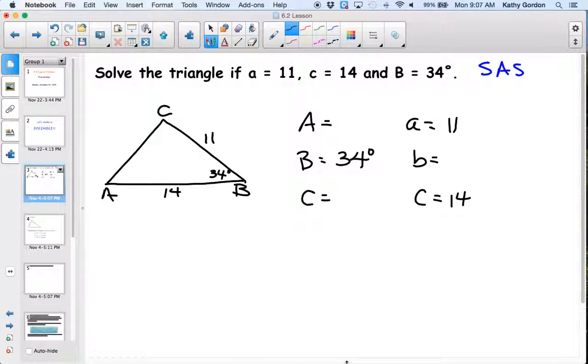Lowercase b, side b. So side b is going to be b squared equals what? A squared plus c squared. 11 squared plus 14 squared. Is that a minus? Oh, that's a minus. 2 times 11 times 14 times cosine.